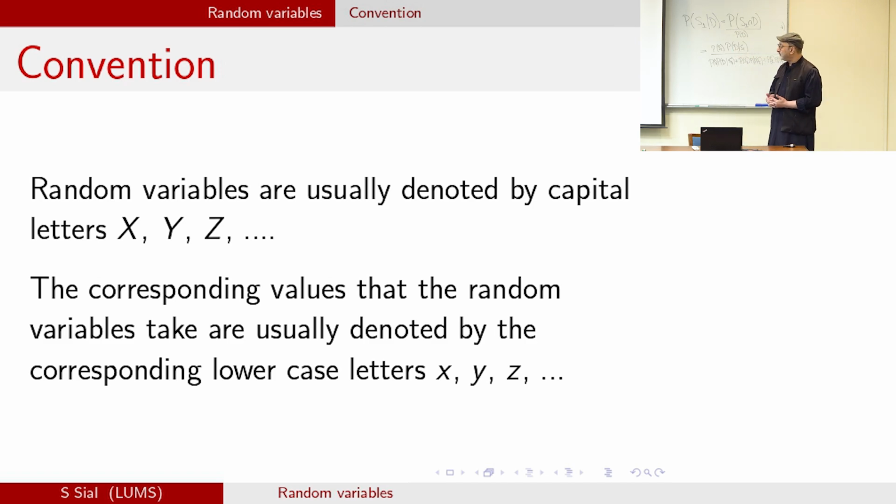The convention that I will try to follow is this. Random variables usually will be given by a capital letter. The value that the random variable takes will be given by the corresponding lowercase letter. So capital X is the random variable. It's a function from the sample space to the real numbers. Small x is the value that the random variable capital X is taking.